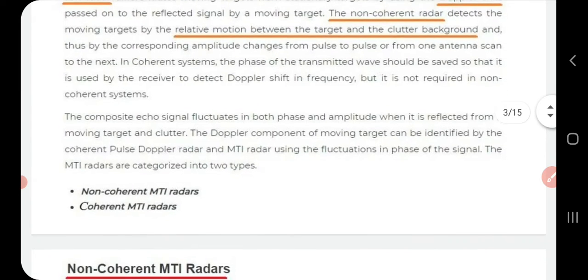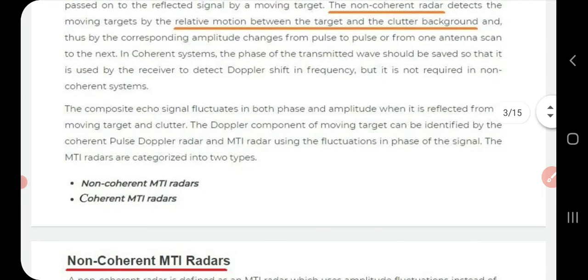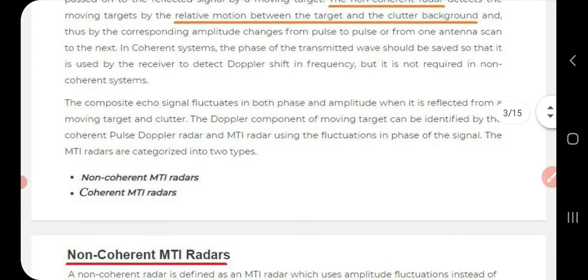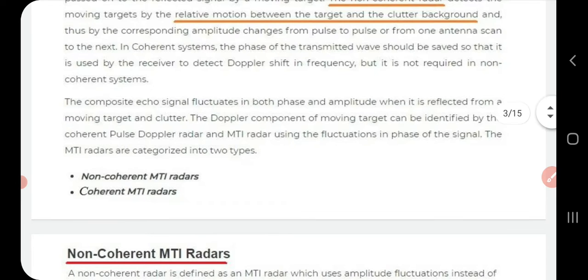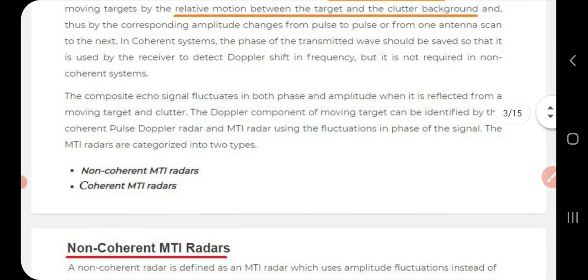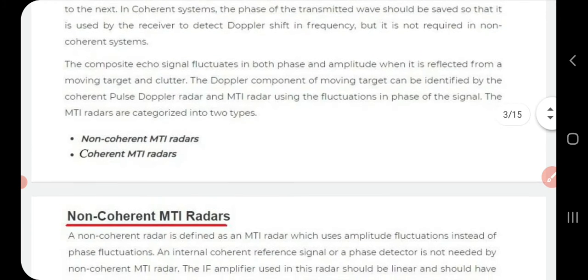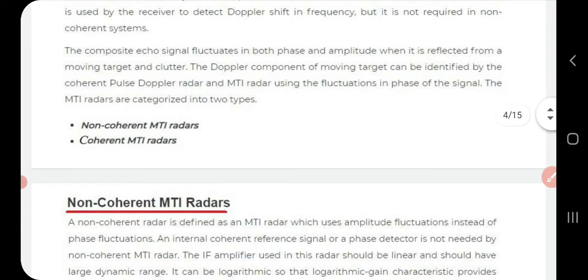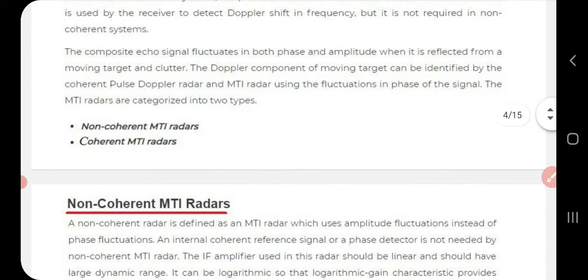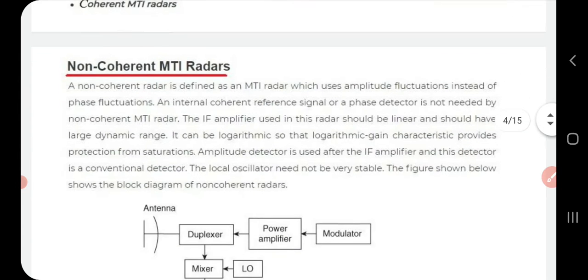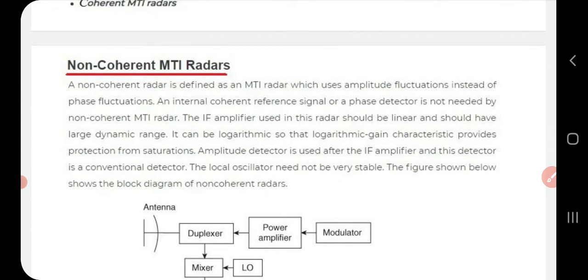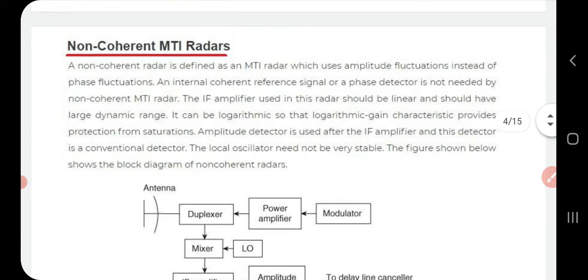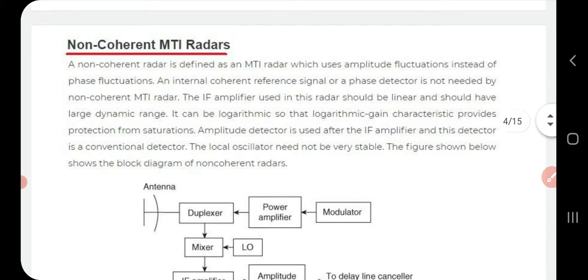Okay. Now in a coherent system, the phase of the transmitted wave will be saved, whereas in non-coherent that is not needed. So that is the broad classification, non-coherent MTI radar and coherent MTI radar. Here they are explaining non-coherent MTI radar once again. This type of radar uses amplitude fluctuation instead of phase fluctuation.